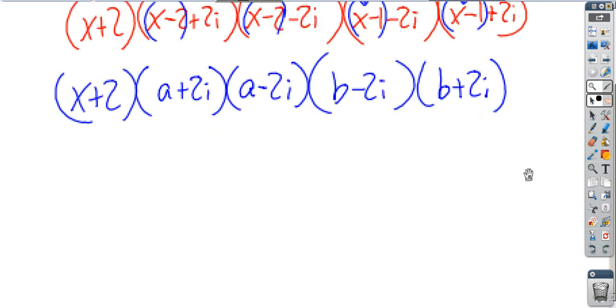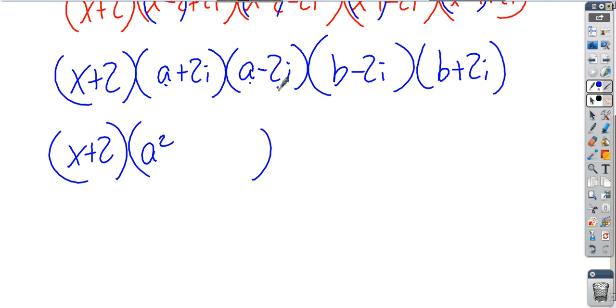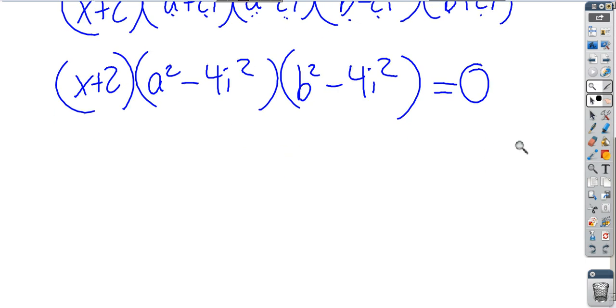And now let's just FOIL this out here. So we have x plus 2. If we FOIL this thing out, a times a is a squared. Then minus 2ai plus 2ai, those are going to cancel because they're a difference of squares. And then plus 2i times negative 2i is minus 4i squared. Same thing over here, b times b is b squared. The outer and inner terms will cancel. Minus 2i times plus 2i is minus 4i squared. And that's still equal to 0. Okay, let's keep simplifying this.